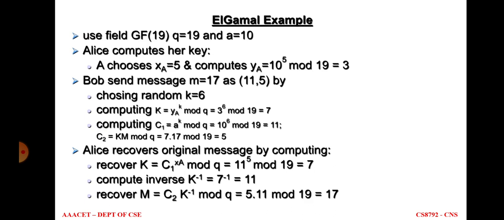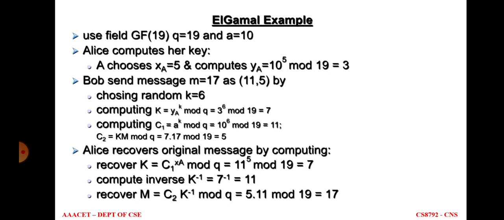So consider this example, like we did for Diffie-Hellman. First the values Q is 19 and alpha is 10. Similarly to Diffie-Hellman, initially we have to choose Q and alpha. So Alice chooses XA as 5 and computes YA from the XA value, which is A power XA mod Q. Here A value is 10, XA is 5, and mod Q is 19. So the YA value is 3.